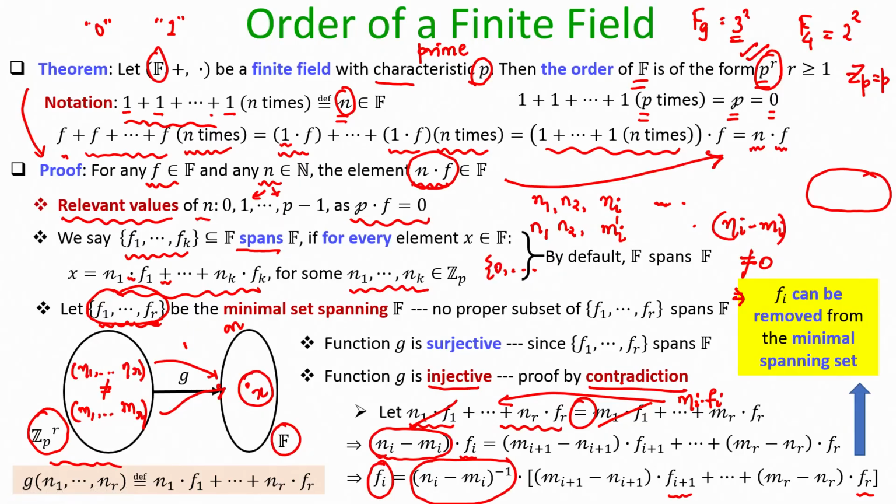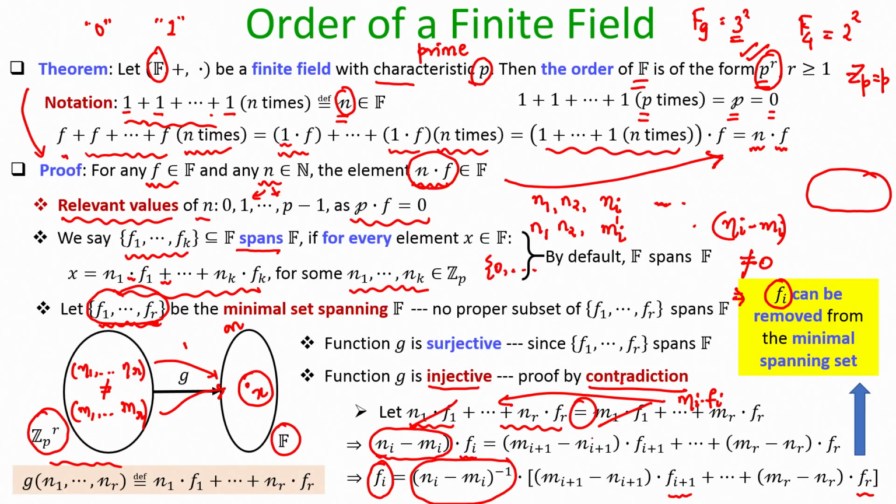That means it shows that I can remove Fi safely from my supposedly minimal spanning set of F. It is not necessary to keep Fi in this collection, because I can express Fi in terms of the remaining elements in this spanning set, which spans the finite field F. And that goes against my assumption that this collection of R elements F1 to Fr was the minimal spanning set of the finite field.